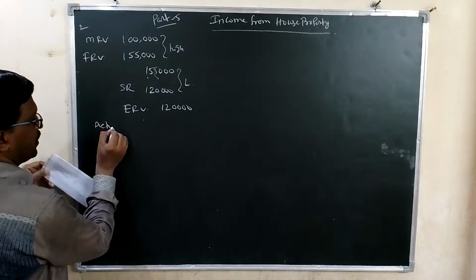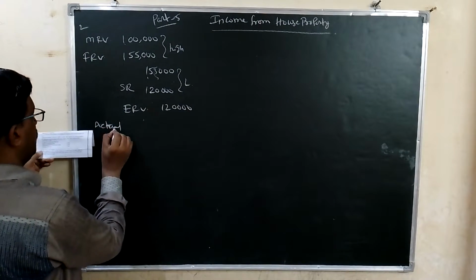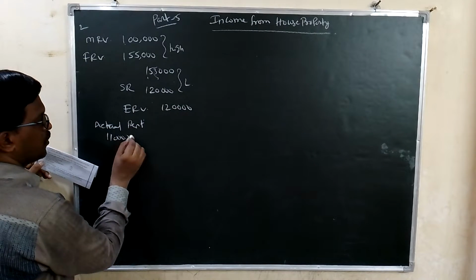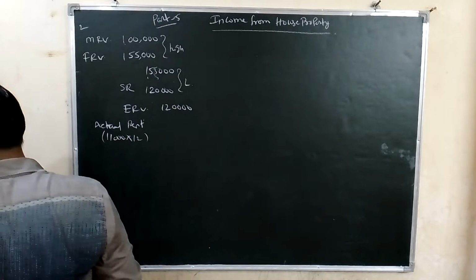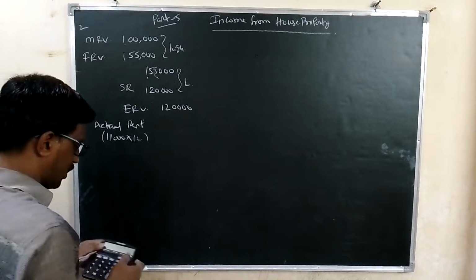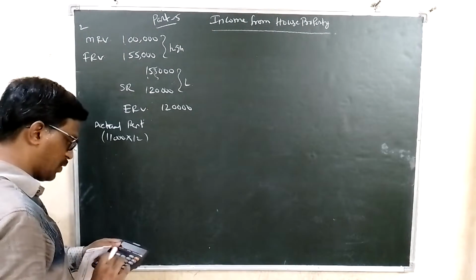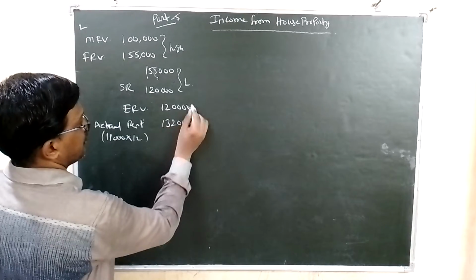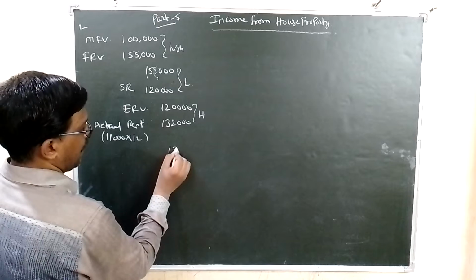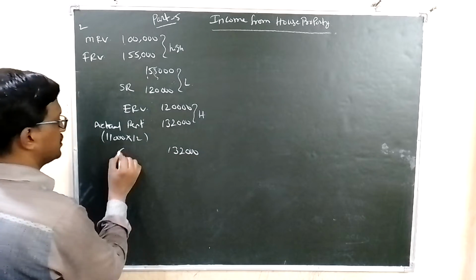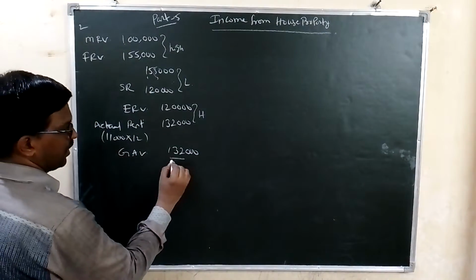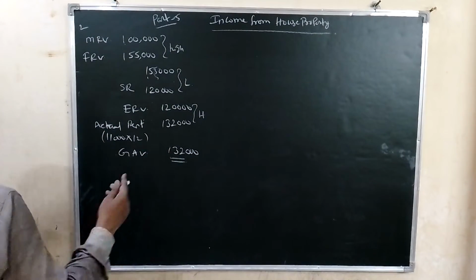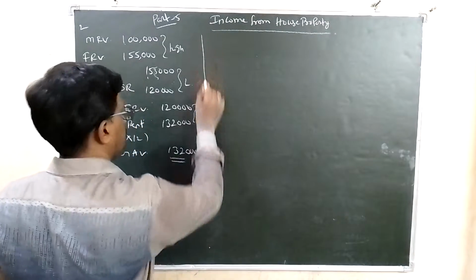Actual rent is given as 11,000 rupees per month. So 11,000 into 12 is 1,32,000. Whichever is high, 1,32,000. This is the gross annual value. Okay, so let us calculate the income from house property.